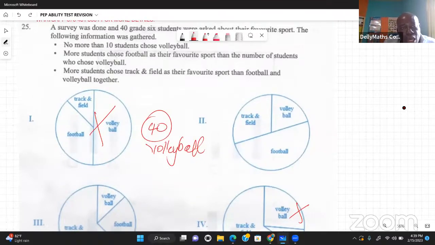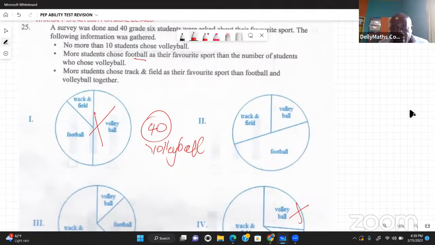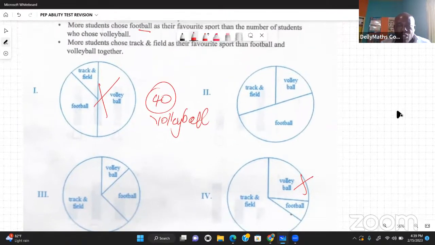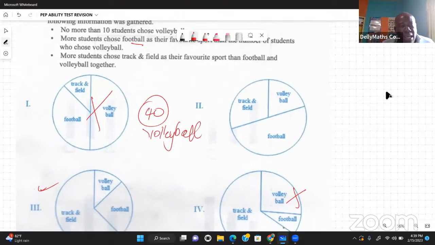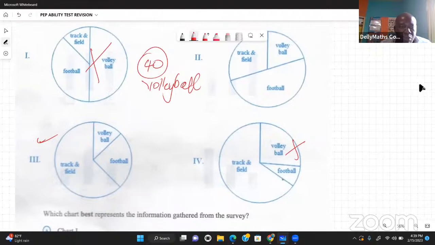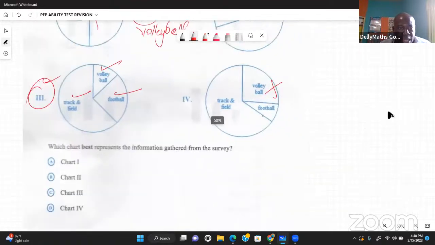More students chose football as their favorite sport over the number of students for volleyball. So football must be more than volleyball, right? So this is good for now. We want to double check. It says here, more students chose track and field as their favorite than football. So I'm looking for volleyball to be less than a quarter, and then I'm looking for track and field to be more than football. So I'm going to select number 3 right there. Diagram 3 sounds good. The answer is C.